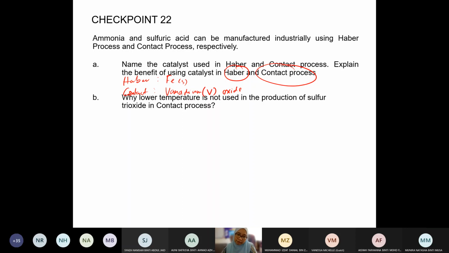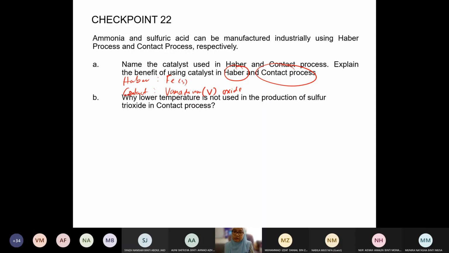Okay, why is lower temperature not used in the production of sulfur trioxide in the contact process? Okay, guys, why is it not used? Why is lowering the temperature not used? Why? Decrease rate of reaction. Okay, because lower temperature will decrease the rate of reaction.